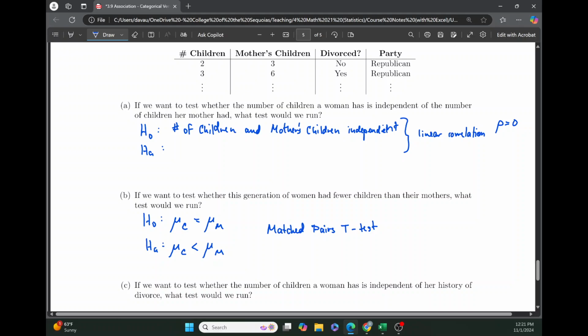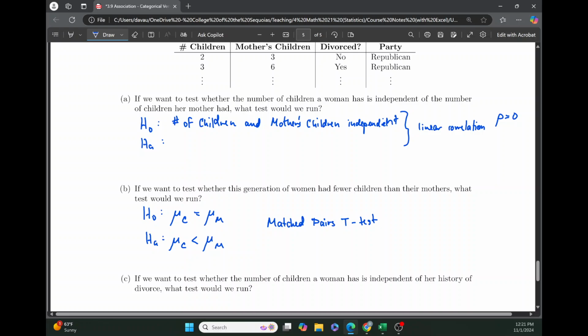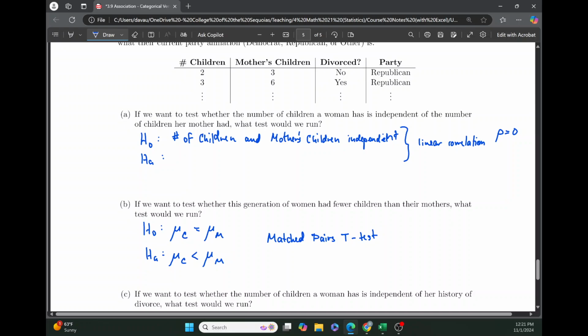Okay. Part C. If we want to test whether the number of children a woman has is independent of her history of divorce, what test would we run? The divorced column just has two possible responses, yes or no. Either a woman has been divorced in the past or she has never been divorced. If we want to know whether the number of children that she has is somehow dependent on whether she's been divorced, then we would run a test for independence.